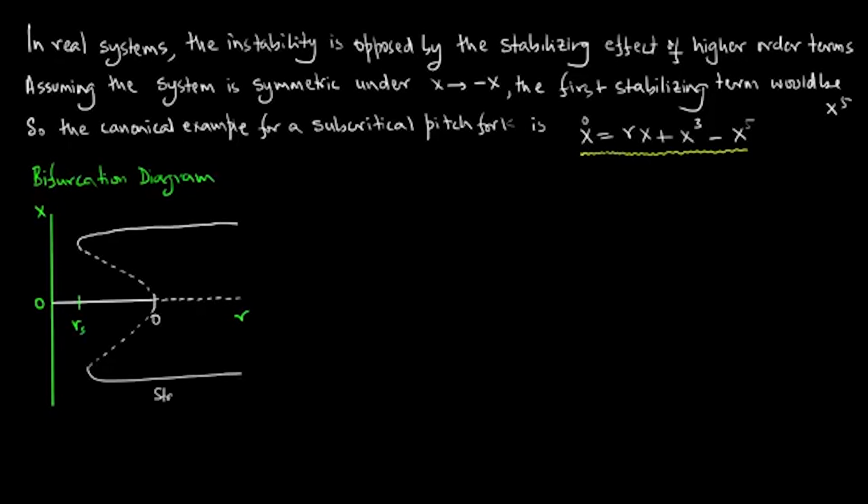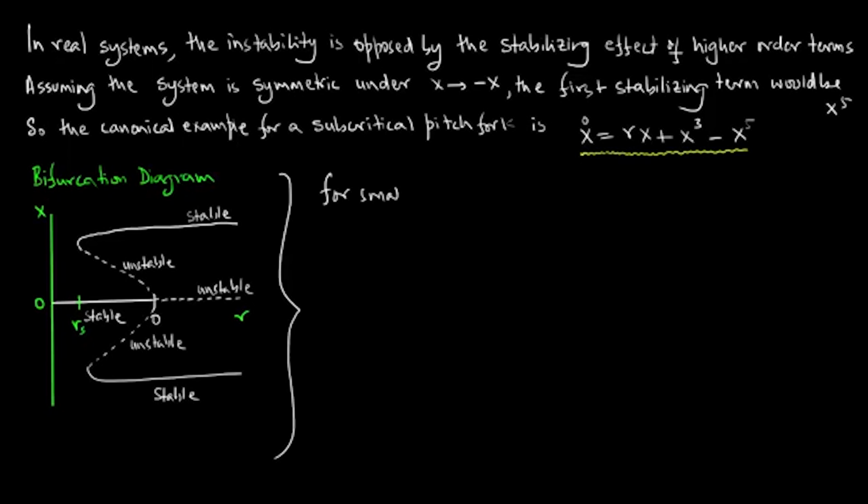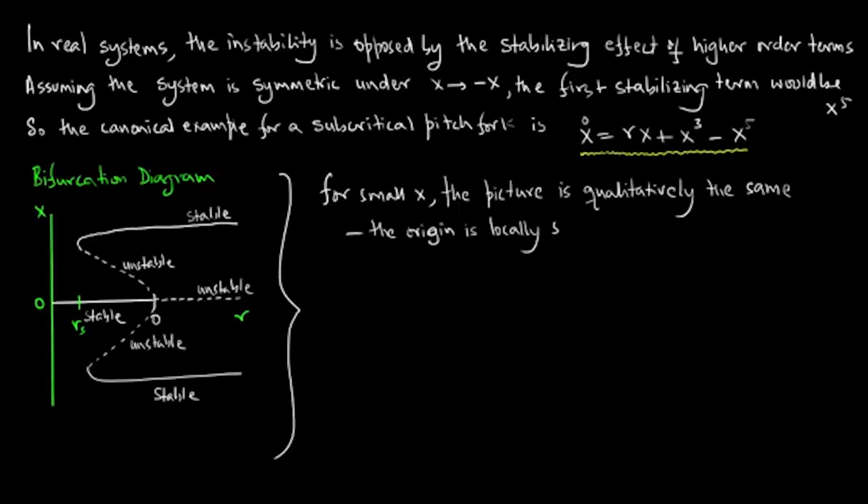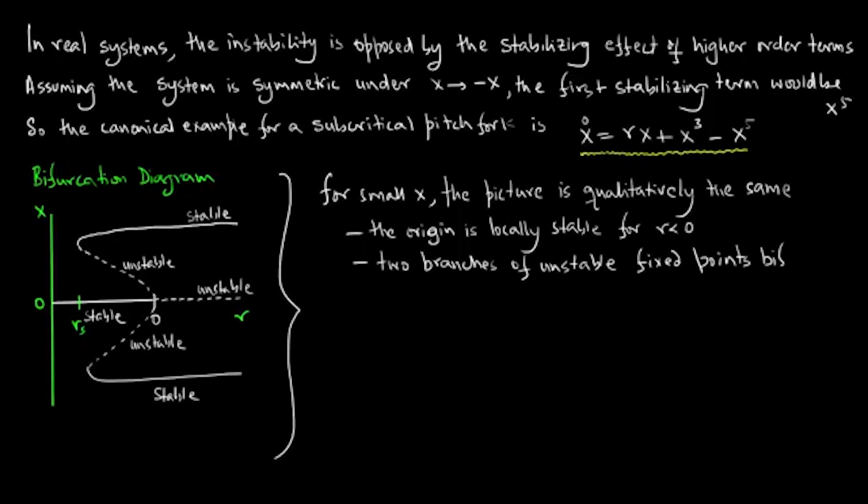As is customary, the straight lines are stable and the dotted lines are unstable branches. For small x, the picture is qualitatively the same. The origin is locally stable for r less than 0. Two branches of unstable fixed points actually bifurcate from the origin when r is equal to 0.